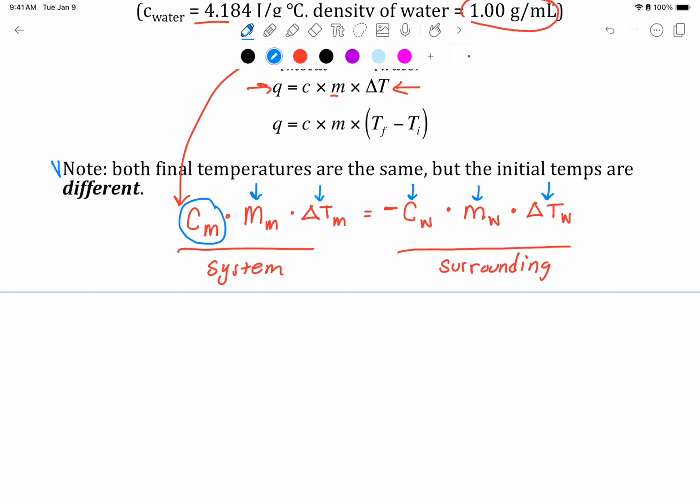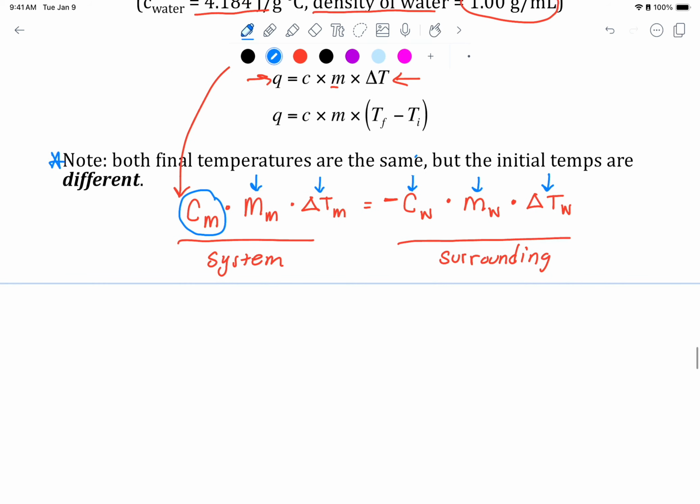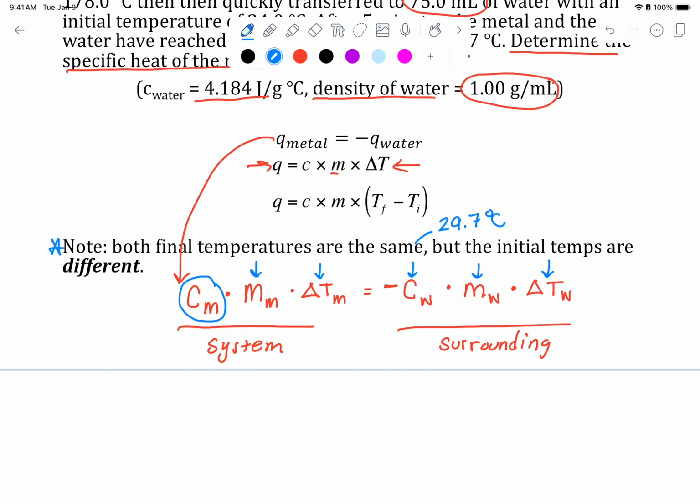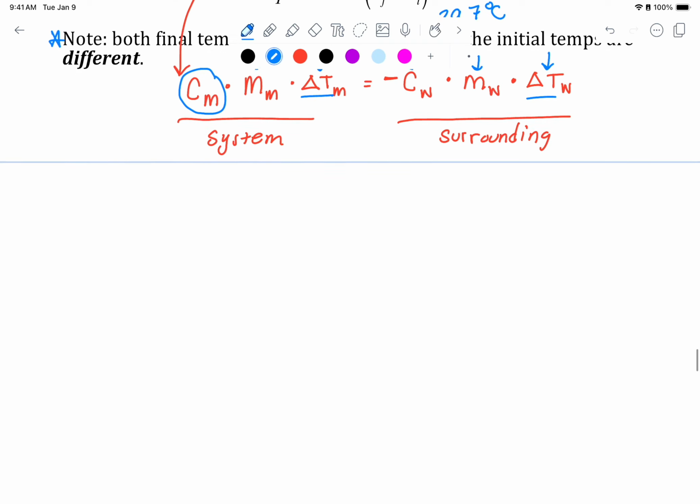My note for you all is that the final temperatures for both the metal and the water are the same. They came to the same temperature, that was 29.7. But our initial temperatures are different, meaning that the delta T of the metal and the delta T of the water are not the same. So it's not like they cancel each other out. You have to keep that in mind. So let's work through this problem.